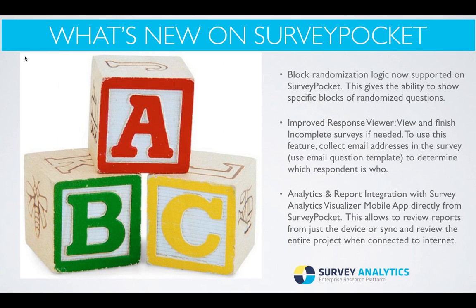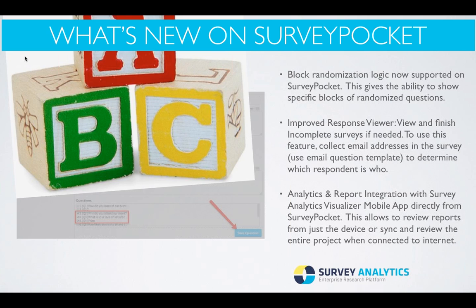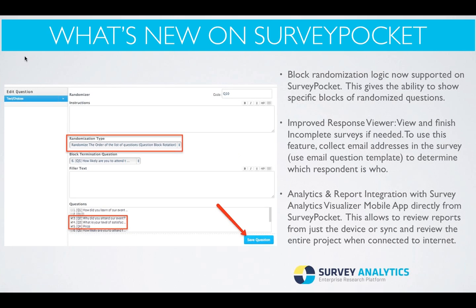Another item that's new on SurveyPocket, we've included block randomization logic, and now that's supported on SurveyPocket. What that does is it gives you the ability to show specific blocks of randomized questions. For example, if you have a survey that has 5 questions, but you want to randomize the last 3 questions, what do you do?